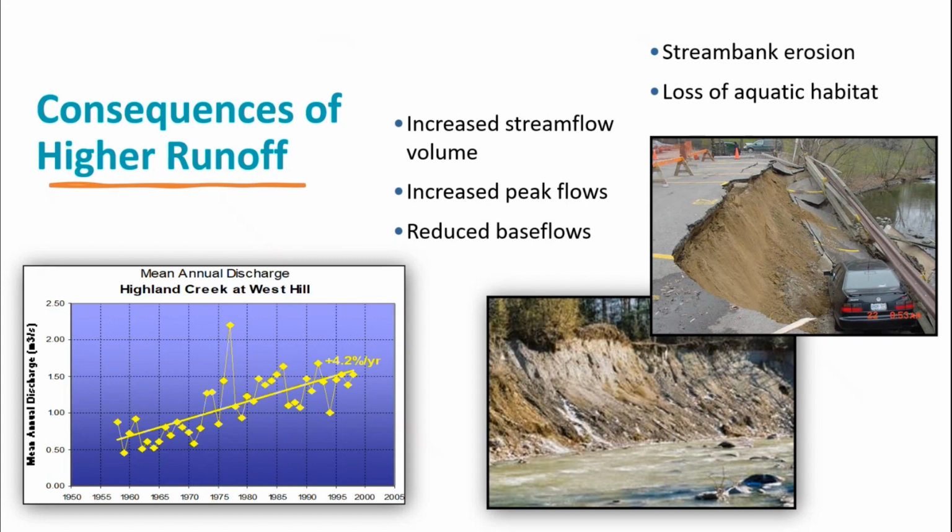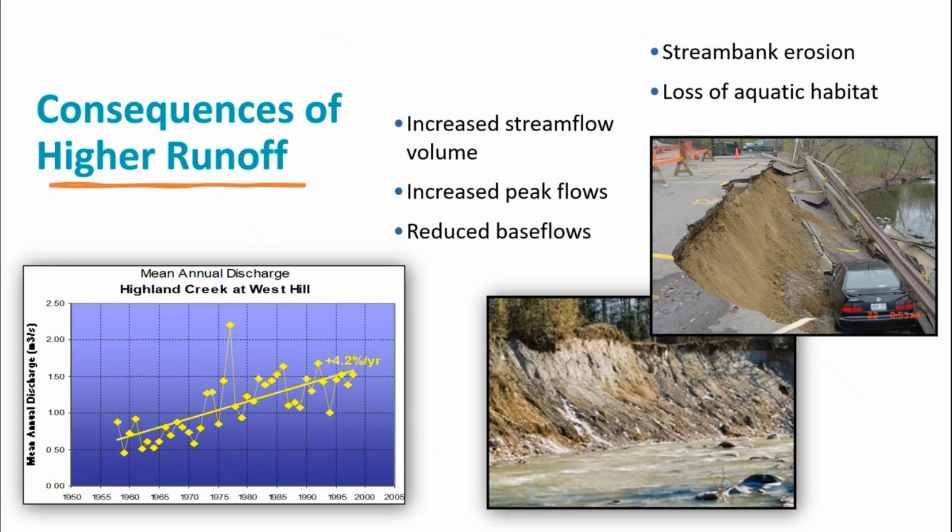With increased stream flow volume and increased peak flow, we can see that things like our mean annual discharge, here's an example of Highland Creek at West Hill, has increased over the last 50 years. The average mean annual discharge has increased by 4.2% per year, meaning that you're having higher water flows, higher levels of volume coming down the river. And what that causes is the undercutting and erosion we see in the bottom picture here, and the more disastrous erosion that occurs when we have built infrastructure, as we see the car up here in the parking lot, which we're sure this person didn't park here on purpose.